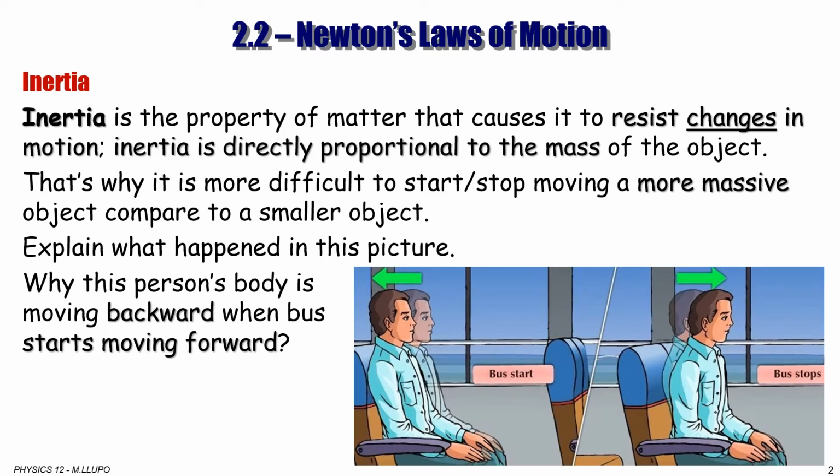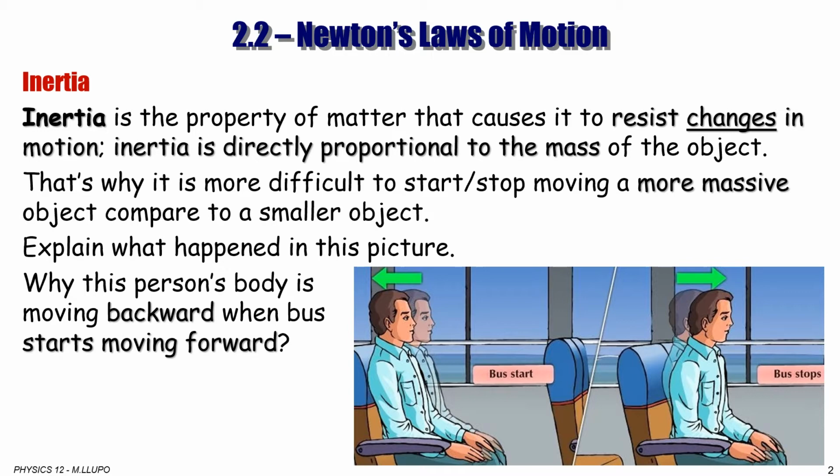Now, in order to understand inertia, we should take a look at this diagram. Explain what happened in this picture. So why is a person's body moving backward when a bus starts moving forward? Because the object tries to stay where it is. Inertia comes from a Latin word that means laziness. So the objects are lazy to change that motion.